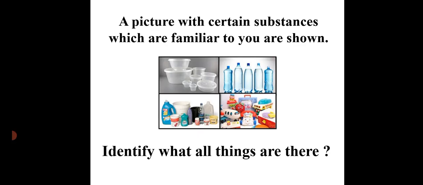Here, a picture with certain substances which are familiar to you is shown. Identify what things are there. In this picture, you can see some boxes, water bottles, different kinds of toys, then some cans and buckets, all shown in the picture. Isn't it?